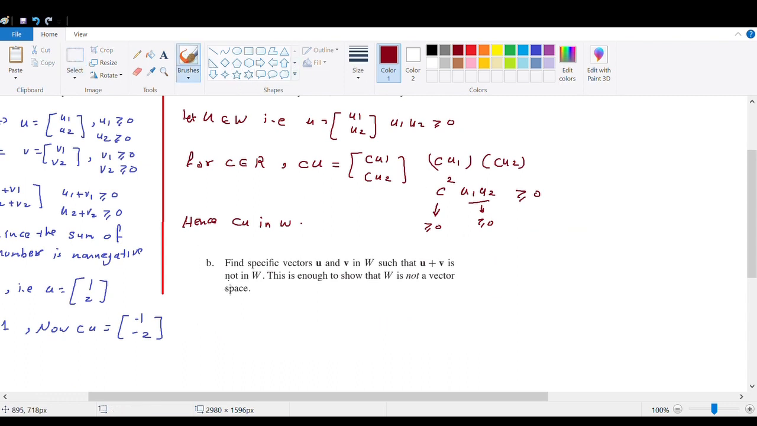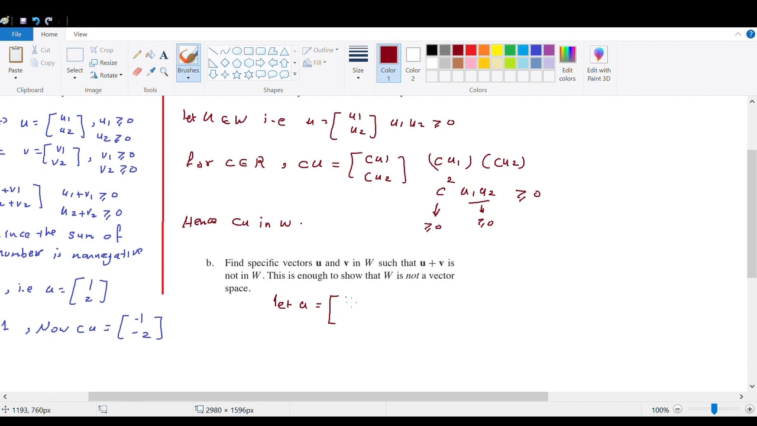Now for part B, find specific vectors u and v in W such that u plus v is not in W. This is enough to show that W is not a vector space. So we need a vector u inside W, and we also need a vector v inside W, but if we add both of them, the sum will not be in W.